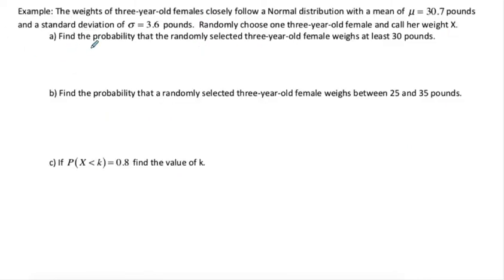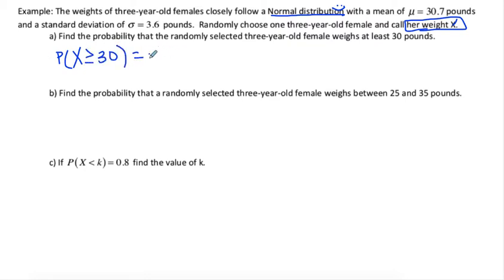All right, so let's look at another example here. It says the weights of 3-year-old females closely follow a normal distribution with a mean of 30.7 pounds and a standard deviation of 3.6 pounds. All right, normal distribution. Randomly choose one 3-year-old female and call her weight X. Okay, so we have defined our random variable as X. Find the probability that the randomly selected 3-year-old weighs at least 30 pounds. Okay, so the probability that X, our weight, is greater than or equal to 30 pounds.